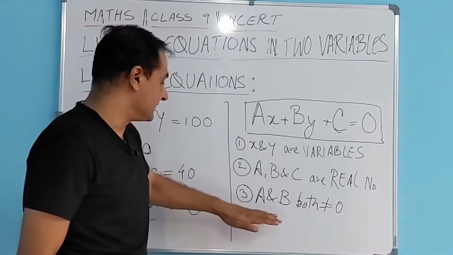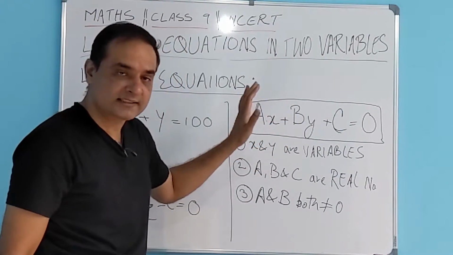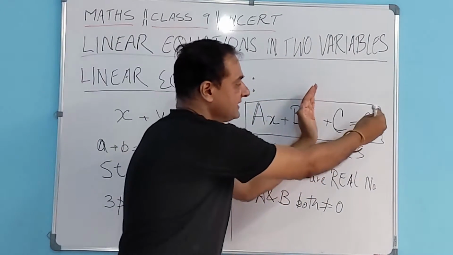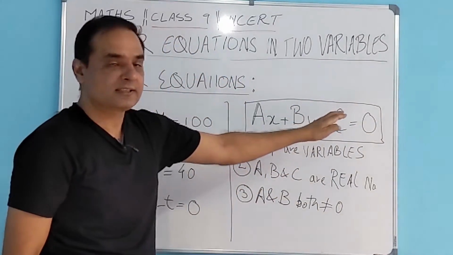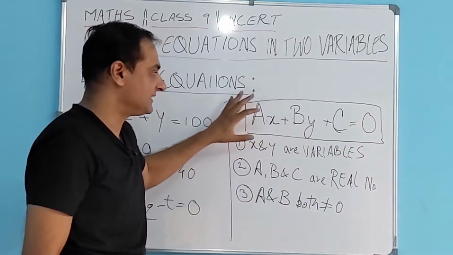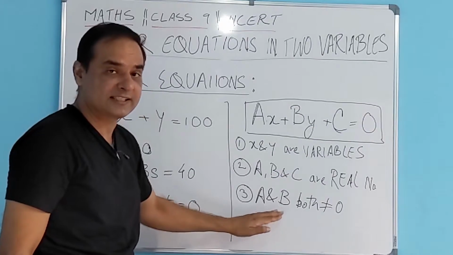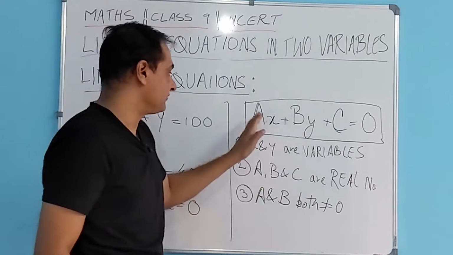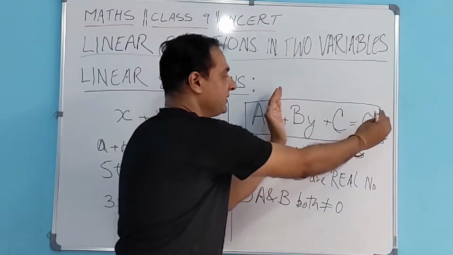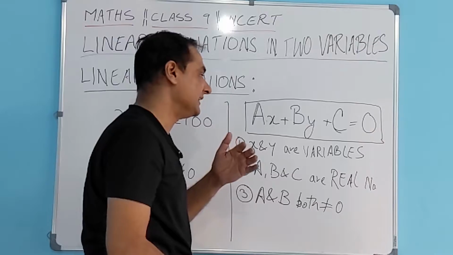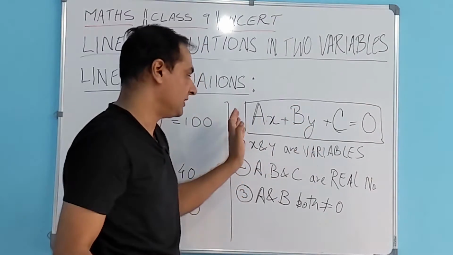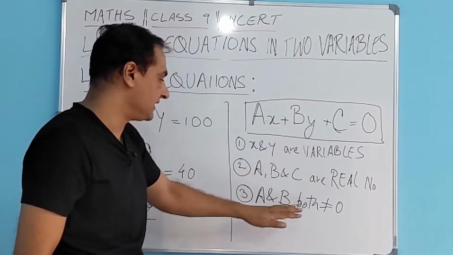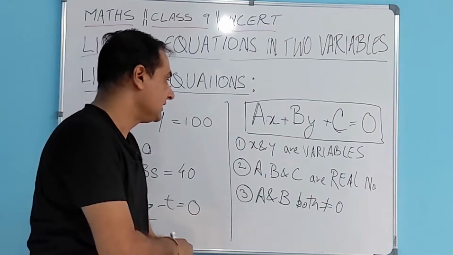How does that translate? For example, let's take this third example. If a and b both are 0, then 0 plus 0 is 0, and then c equals to 0. So in this equation, c will always be equal to 0. So this equation will not exist. That's why this condition, they both cannot be 0. If one of them is 0, that is fine. For example, if a is 0, we say by plus c is 0, that is a linear equation. If b is 0 but a is not, then we say ax plus c equals to 0. So still it's a linear equation, but they both cannot be 0 at the same time.